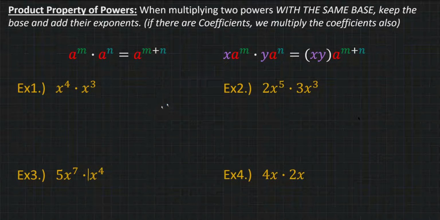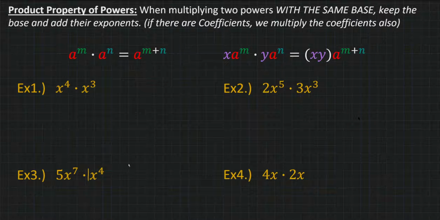But supposing they have the same base, they're both x, they're both y, they're both p, whatever it is. If two powers have the same base and we are multiplying them, all we do is we keep the base the same and add their exponents together. Supposing they have coefficients, then we would multiply the coefficients, keep the base the same, and once again, just add the exponents together.